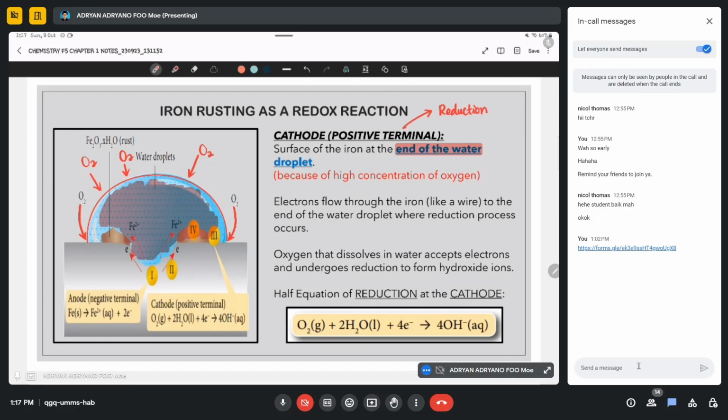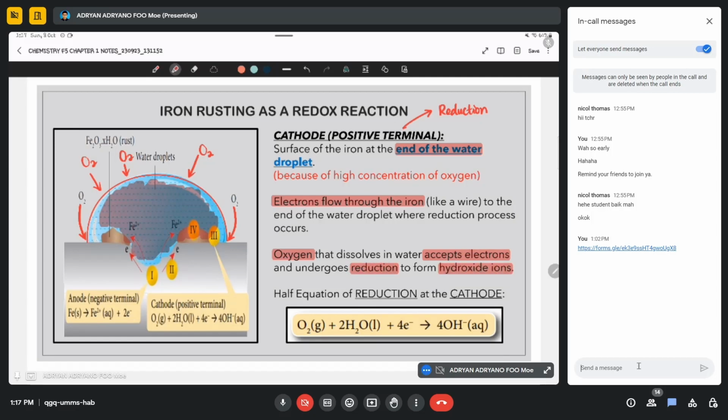So what happened? These electrons 刚才它 release the electron will flow through the iron. This iron will act like wire, you know. They will go to the end of the water droplet. 它要牺牲自己。为什么牺牲自己？你当做 electron 是那个兵人，他要跟那个侵入的人打战，所以他牺牲自己哦。可是最后 electron 死掉了，oxygen 赢了。That's why I say oxygen will accept the electron and undergo reduction to form what? Hydroxide ion.